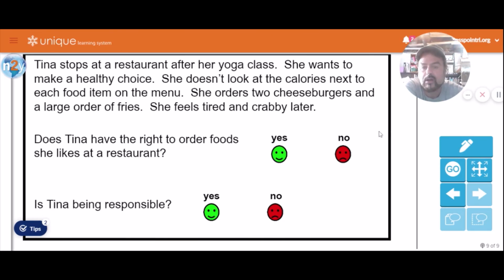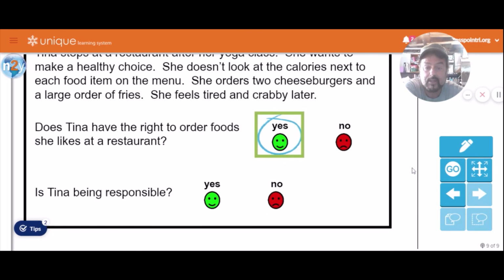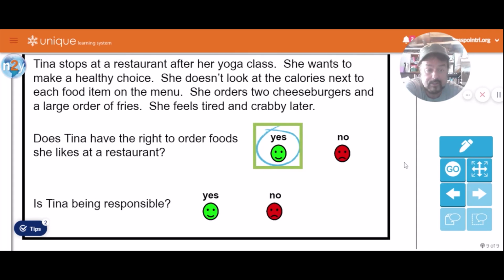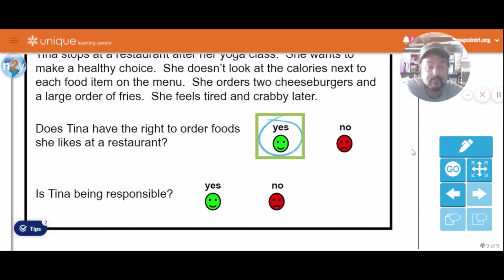Okay, so does Tina have the right to order food she likes at a restaurant? Yes. Is Tina being responsible by not checking the calories? And she orders not just one, but 2 cheeseburgers, and a big old order of fries, and it makes her not feel so good afterwards. So is she being responsible? No.